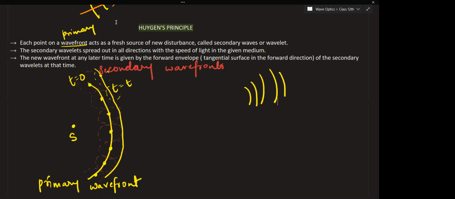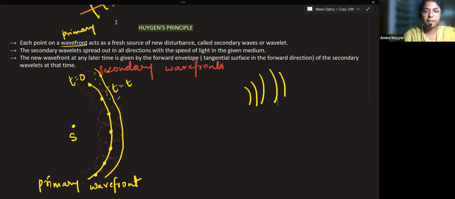He texted me: how did primary change to secondary? Primary didn't change to secondary. The primary wavefront is exactly at its place. But the primary wavefront has particles, and these particles are acting as fresh sources. So they are constructing again a new spherical wavefront. When you join it, you get the new wavefront propagation occurring. So that's what has been written.